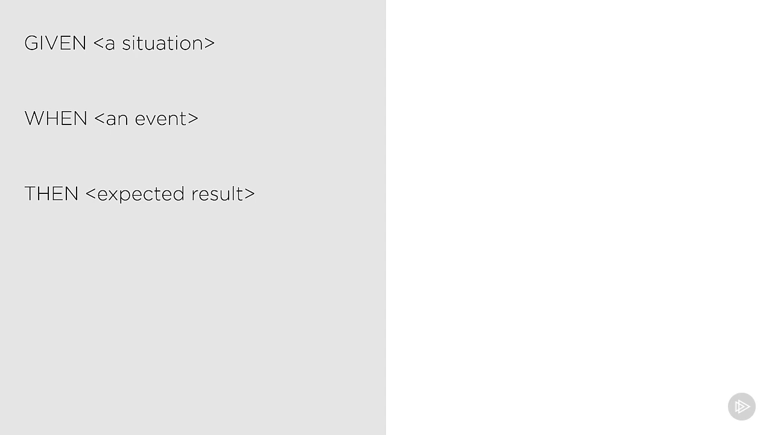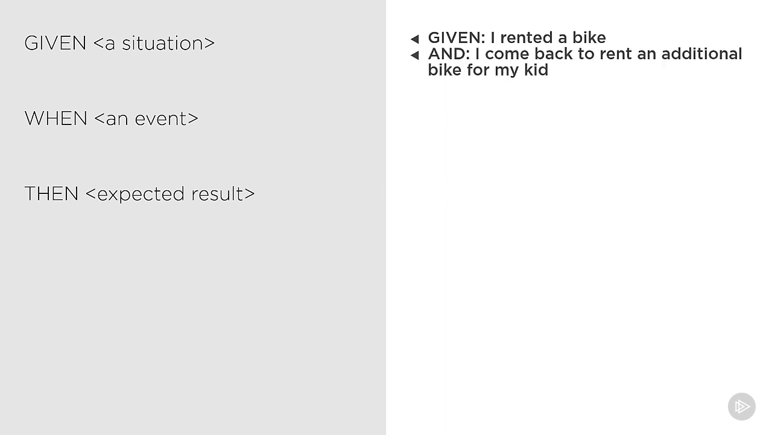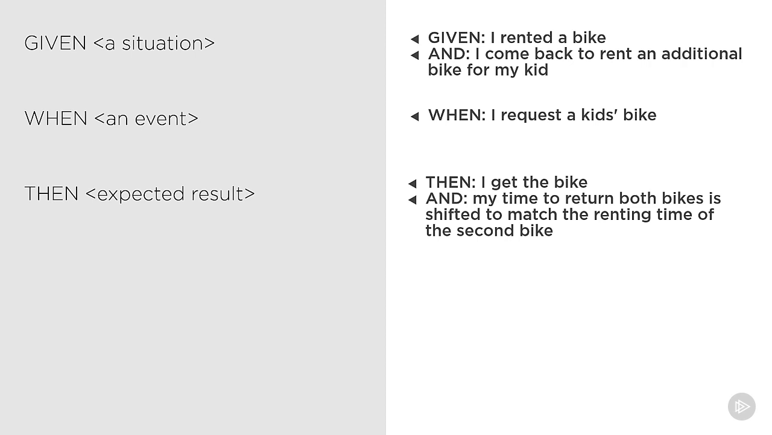Here is an example of a scenario. Given I rented a bike, and I come back to rent an additional bike for my kid. When I request a kid's bike, then I get the bike, and my time to return both bikes is shifted to match the renting time of the second bike.